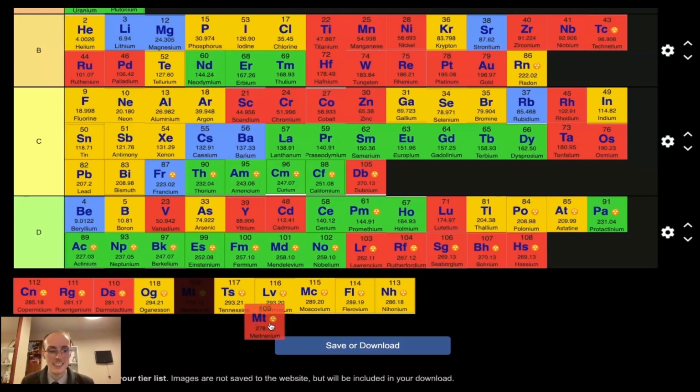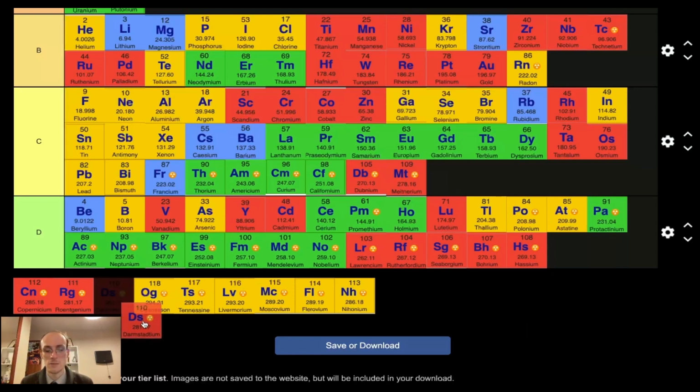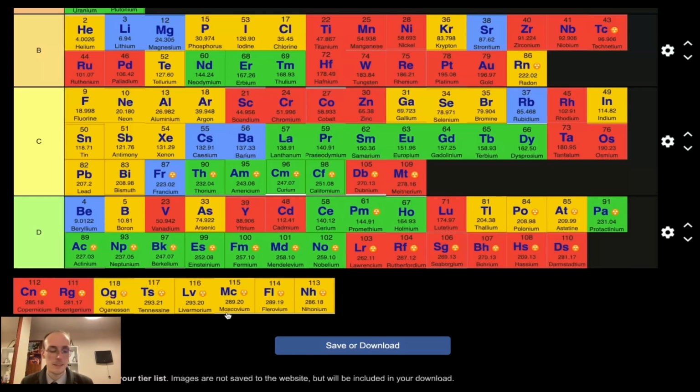Meitnerium is next, and that was the first element. So we've got all these elements that are named after men, so Glenn Seaborg or Niels Bohr or something. So this was named after an Austrian-Swedish physicist, Lise Meitner, who was responsible for the discovery of protactinium. So that can go slightly above in the C category. Darmstadium was named after the German city of Darmstadt. Interesting.